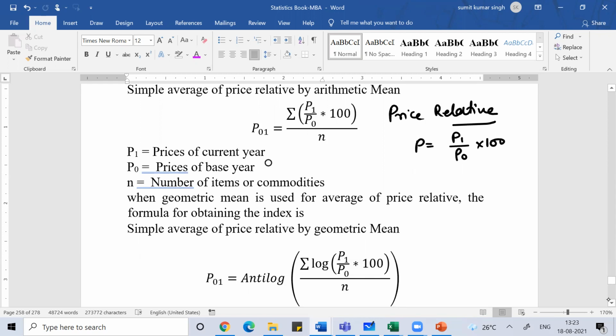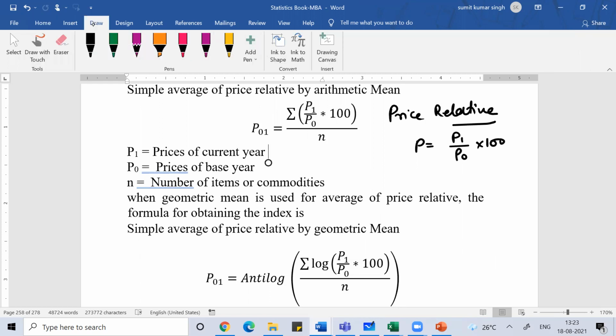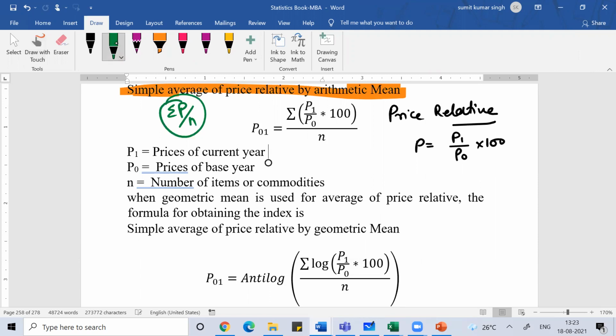And then for the simple relative method, if you talk in terms of arithmetic mean, the simple average of price relative method for arithmetic mean, your formula will be sum of P by N. And then it will give us the answer.